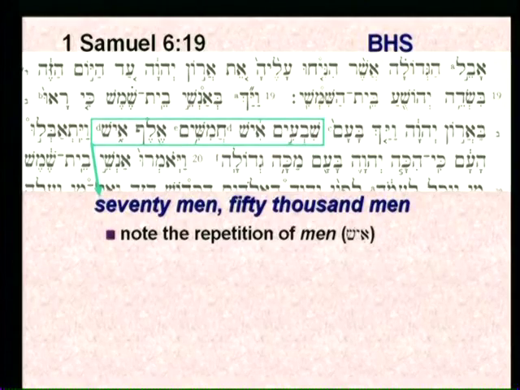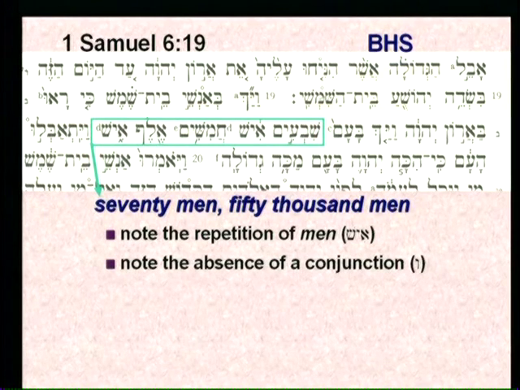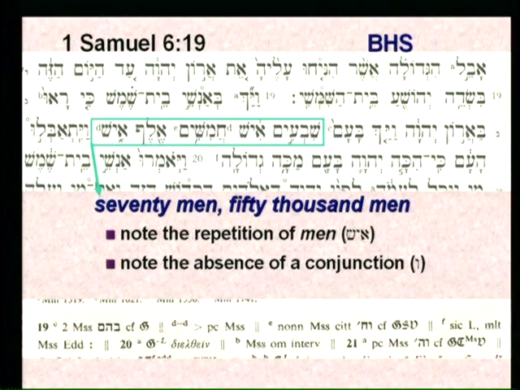Well, before we would do such a drastic thing, let's first look at the textual evidence and see what the textual critical evidence is. We know what the Masoretic text says. Is it supported elsewhere by other witnesses? We've noted the repetition of ish for men. We note the absence of a conjunction between the two phrases. It doesn't say 70 men and 50,000 men. So that has to be taken into account.